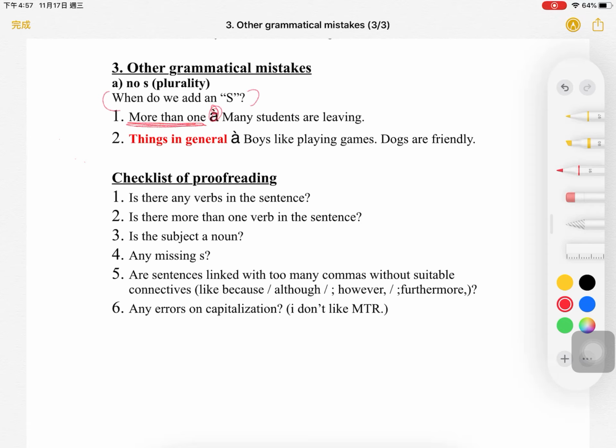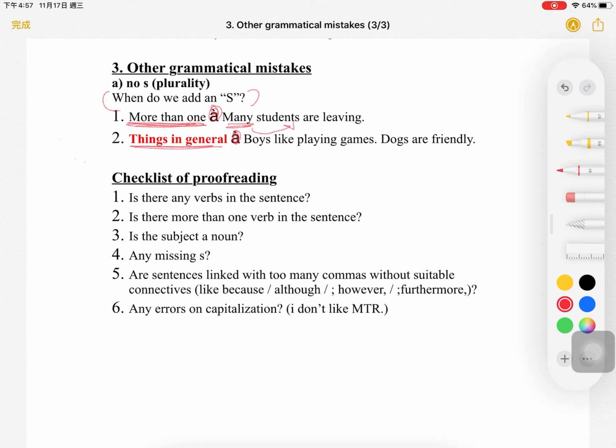First one, more than one. For example, many students. Very simple, right? But the second rule, a lot of people do not know. Things in general, you add s. When you talk about things in general, it means that it's more than one, so you add s.